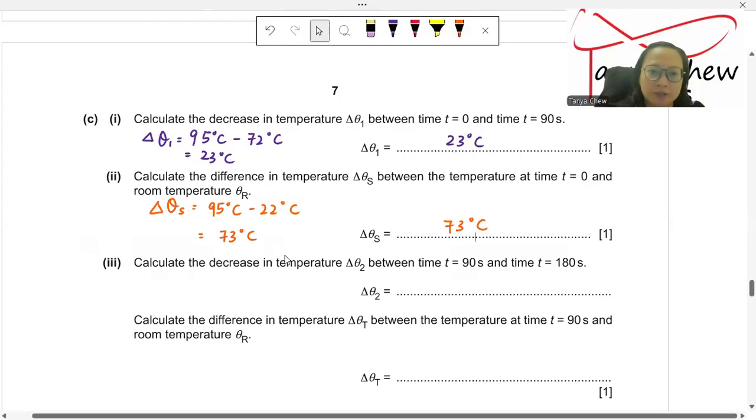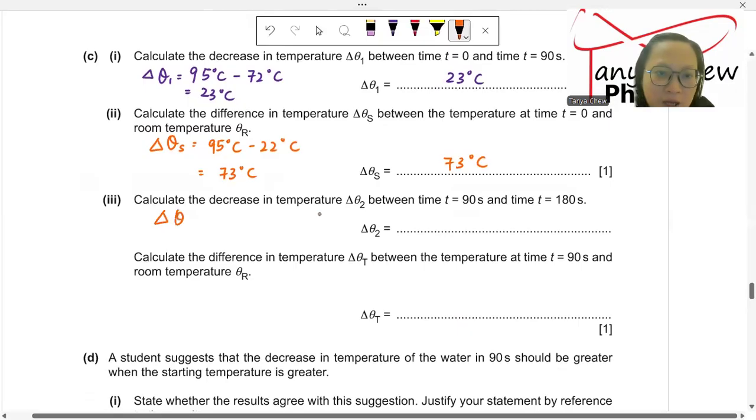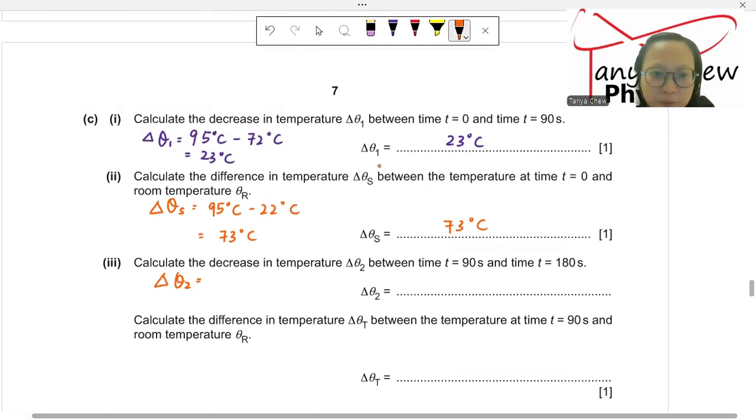Now, the third one, calculate the decrease in temperature delta theta 2 between time equal to 90 seconds and time t equal to 180 seconds. So delta theta 2 is equal to 90 seconds, that is 72 degrees Celsius.